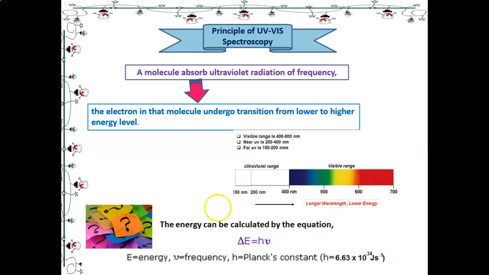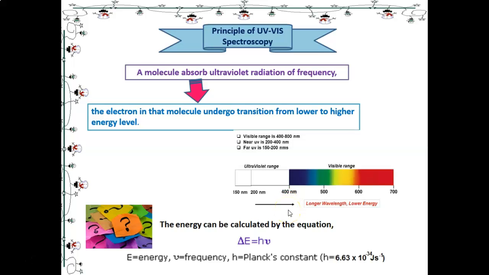So a smaller wavelength will produce higher energy, and a longer or bigger wavelength will produce lower energy. The energy can be calculated by the equation E = hν. h is the Planck constant and ν is the frequency. So the higher the frequency, the higher the energy, right?